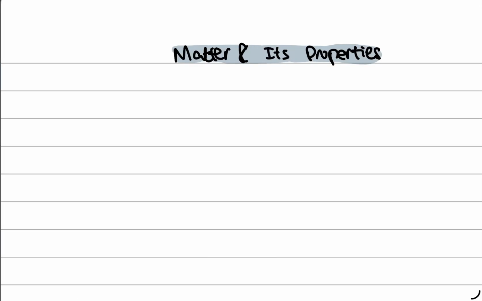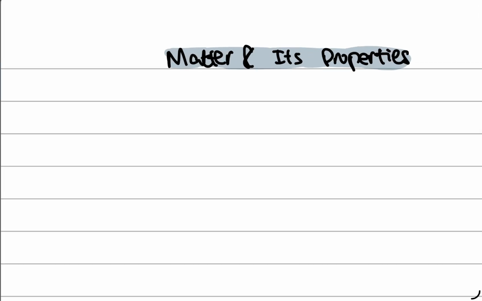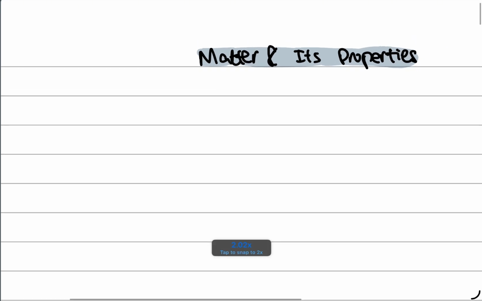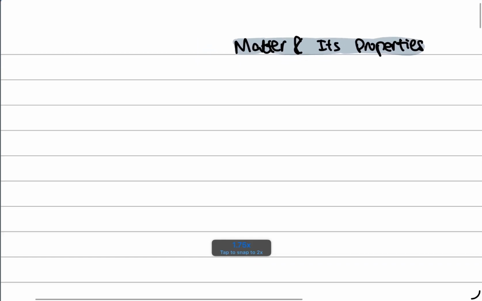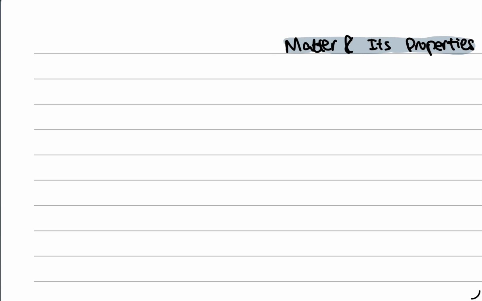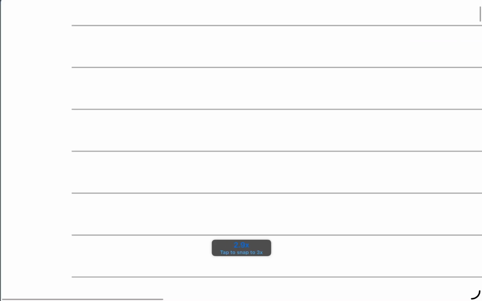Alright, so in this video we're going to be talking about matter and its properties. This is a pretty fundamental basic topic when it comes to chemistry as a whole, and this is the first topic I covered in my general chem course. So firstly, what is matter?